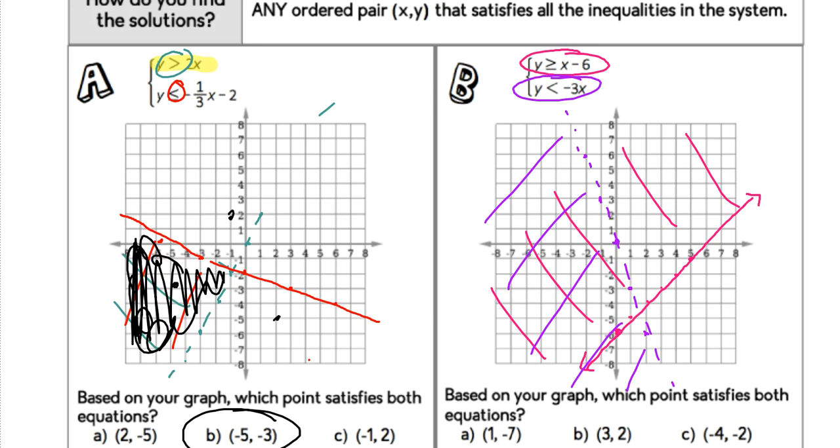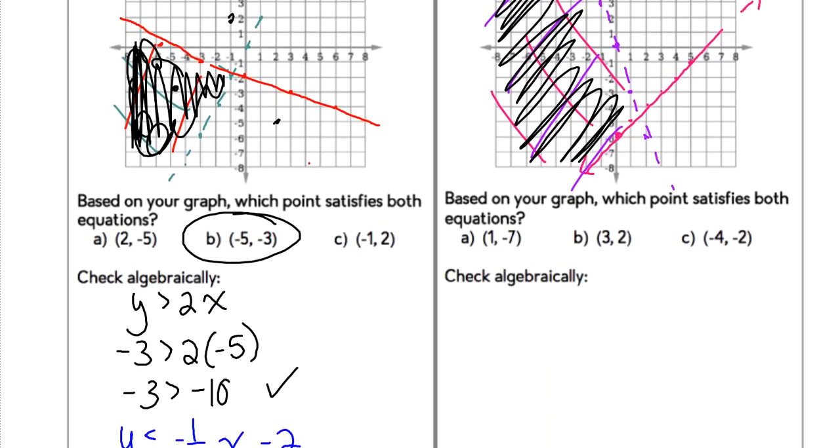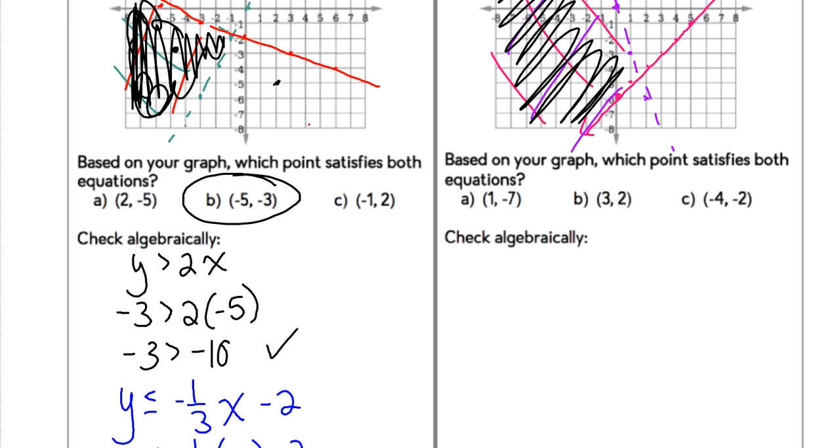So again, when we're doing systems of inequalities, we're looking at the area where both shaded regions overlap. So I'm not going to worry about where just the pink is or where just the purple is. I am concerned about this area where both shades are happening. So it's that area to the left there. All right, then we're going to check again to see what solution makes sense.